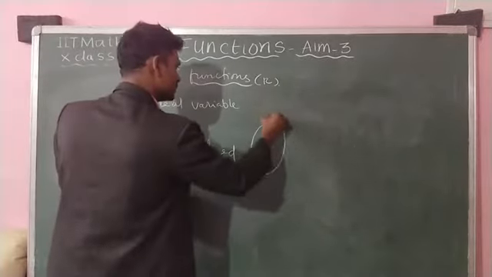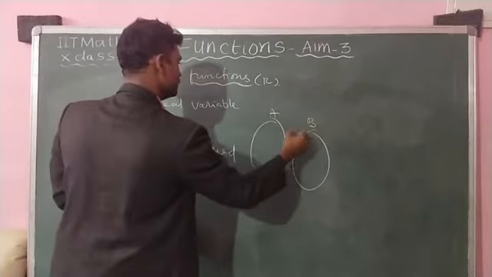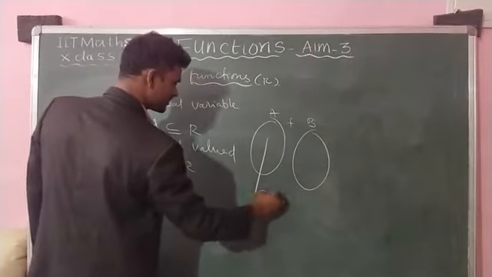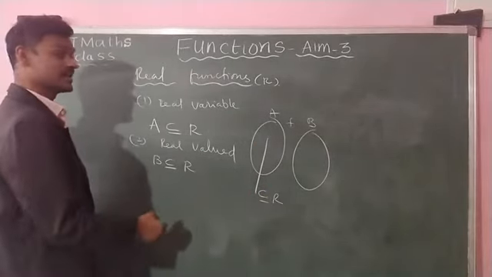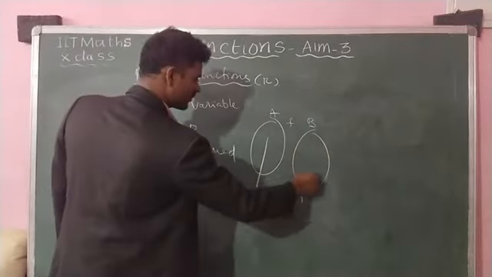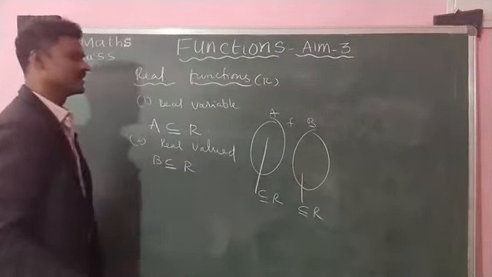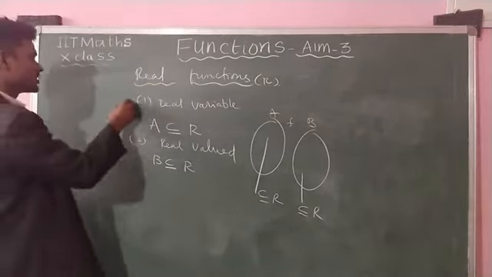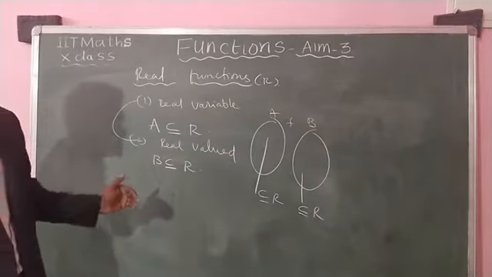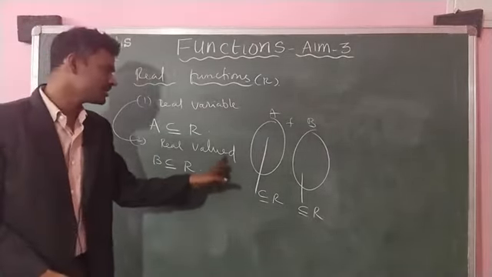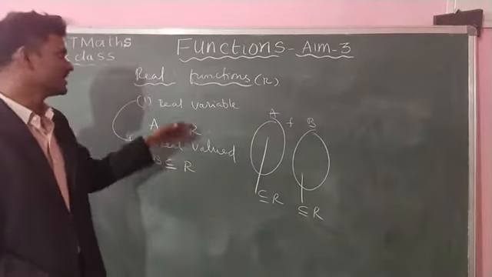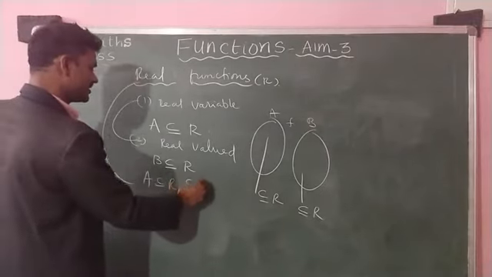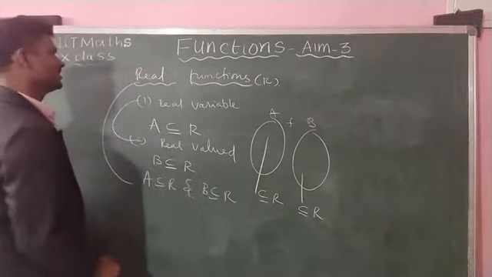That means here this is a function, this is A, this is B. This domain is a subset of R, then this is called the real variable function. This is the codomain. Codomain is a subset of R, then this is called the real valued function. Now real function means both possible. A function whose domain is a subset of R and codomain is also a subset of R is called the real function. That is, A is a subset of R and B is a subset of R.